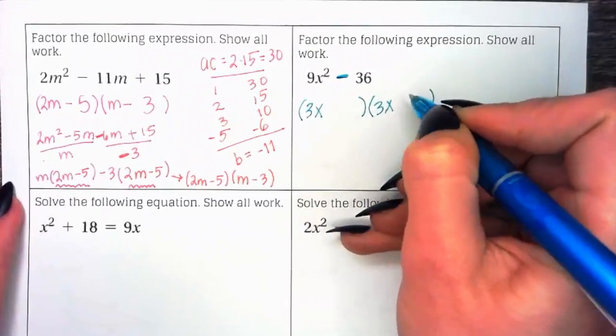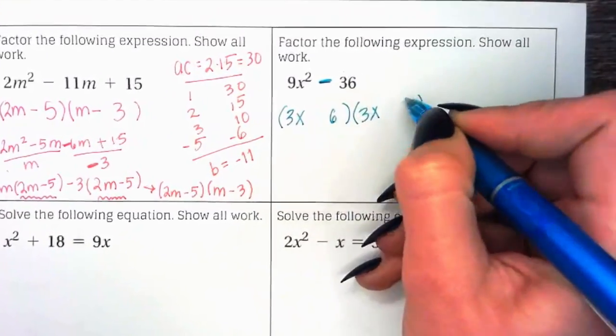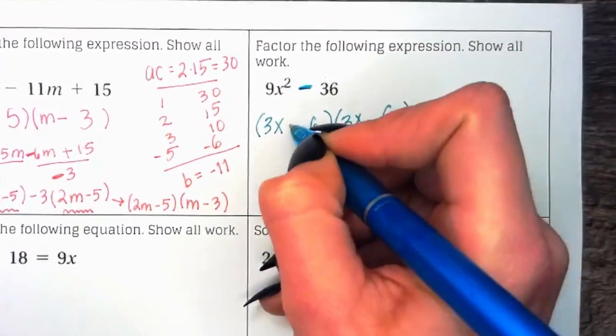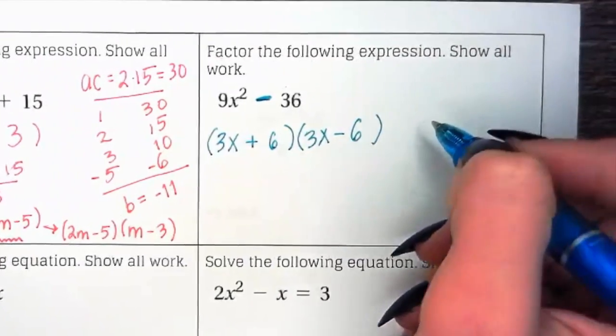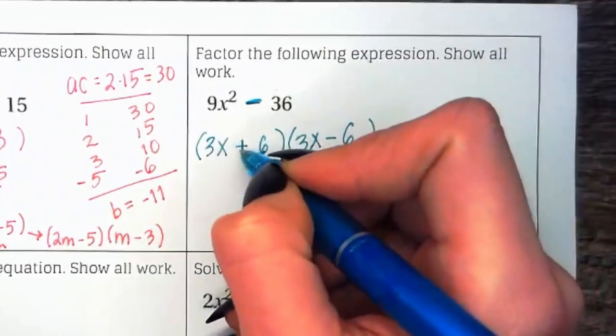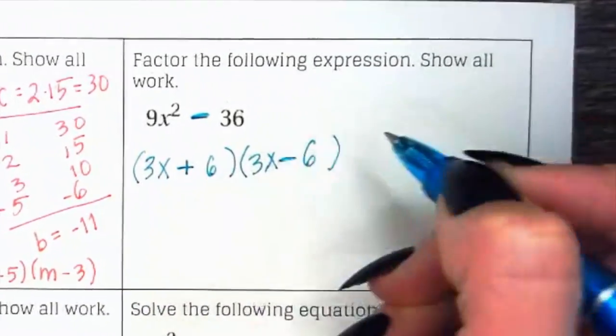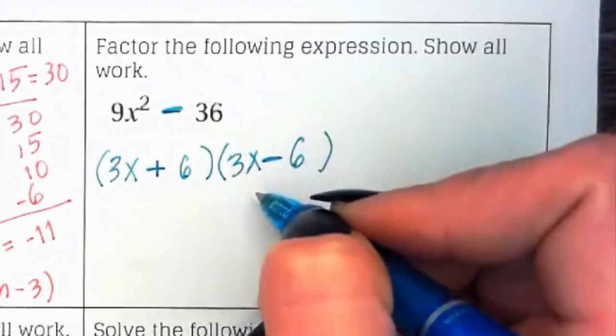It's 3x. And what's the square root of 36? 6. And conjugates are the same expression, but with different signs in the middle. Just like conjugating verbs, you keep the beginning and you change the ending. Now, while this is factored, it really isn't completely factored.